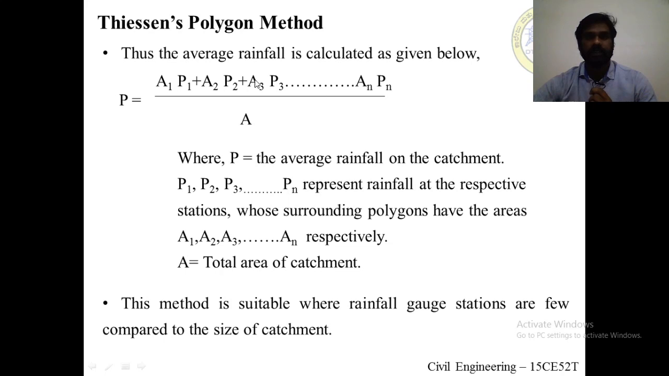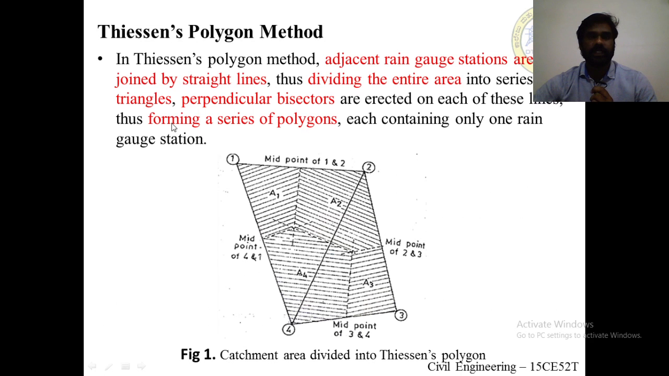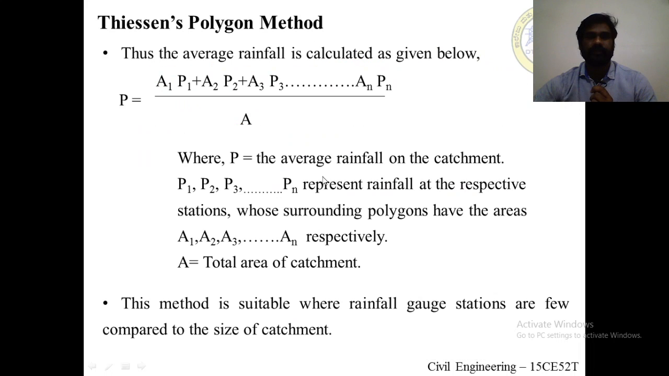See, this is the formula. P is the average rainfall, A1 is the area of the polygon, and P1 is the rain gauge reading or rainfall depth of rain gauge station 1. We have to substitute all the values, and A is the total catchment area. If we substitute all the values and solve this, we will get the average rainfall.